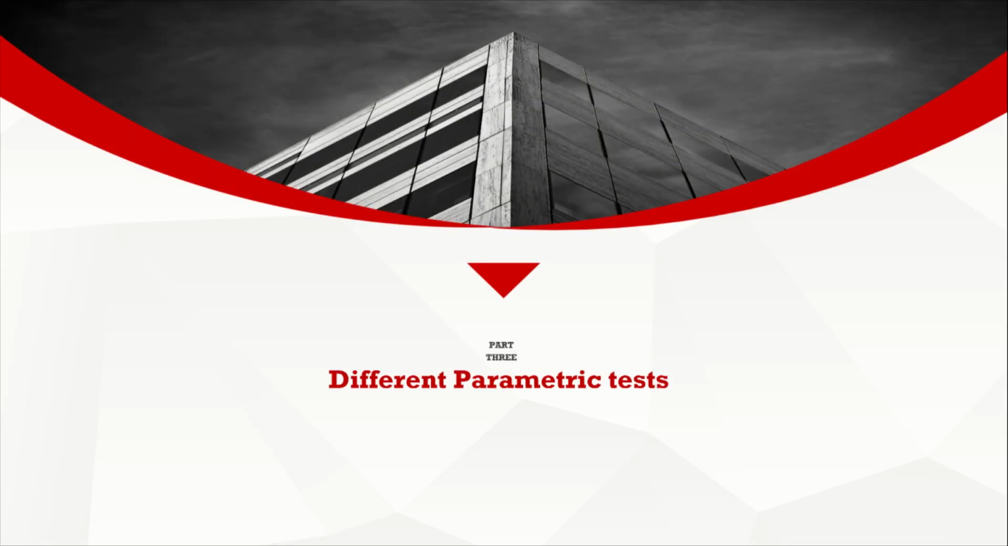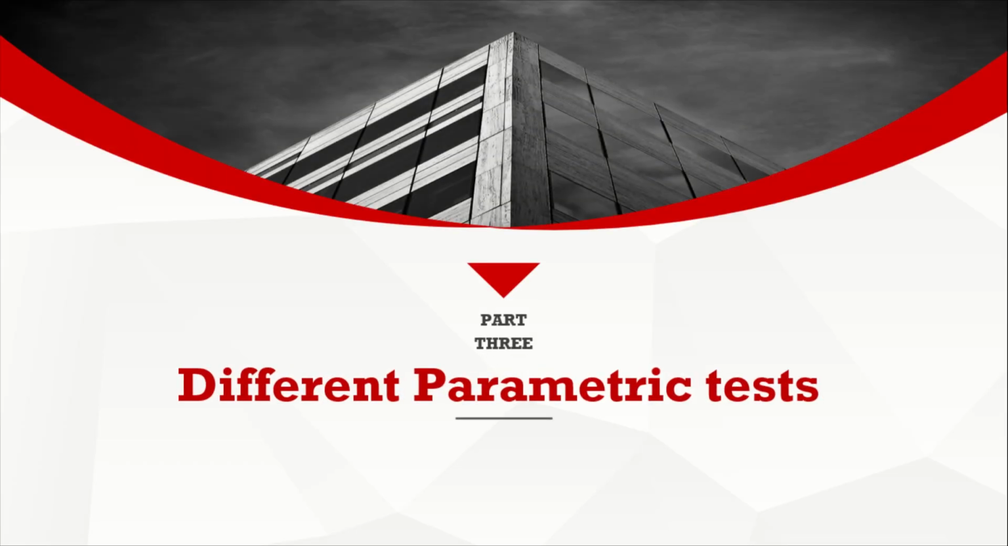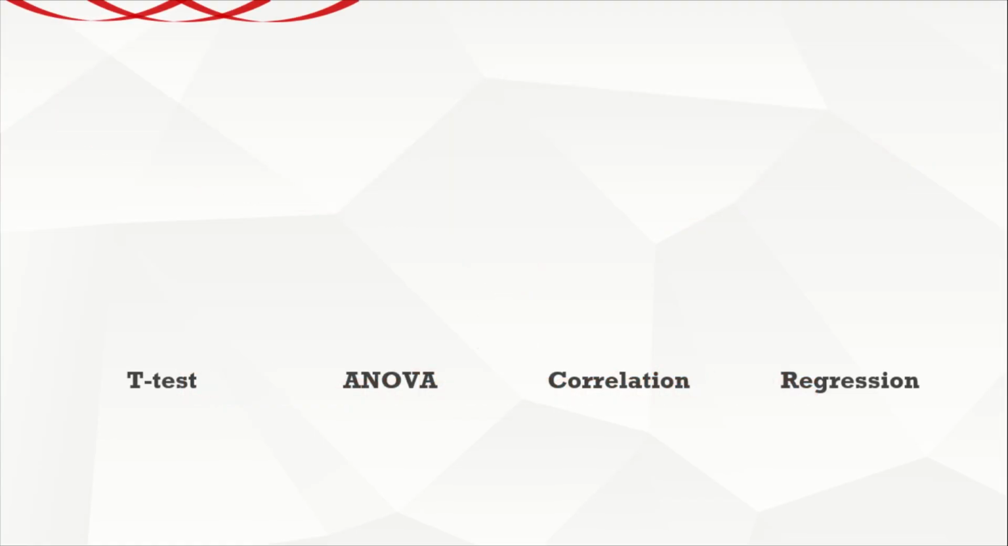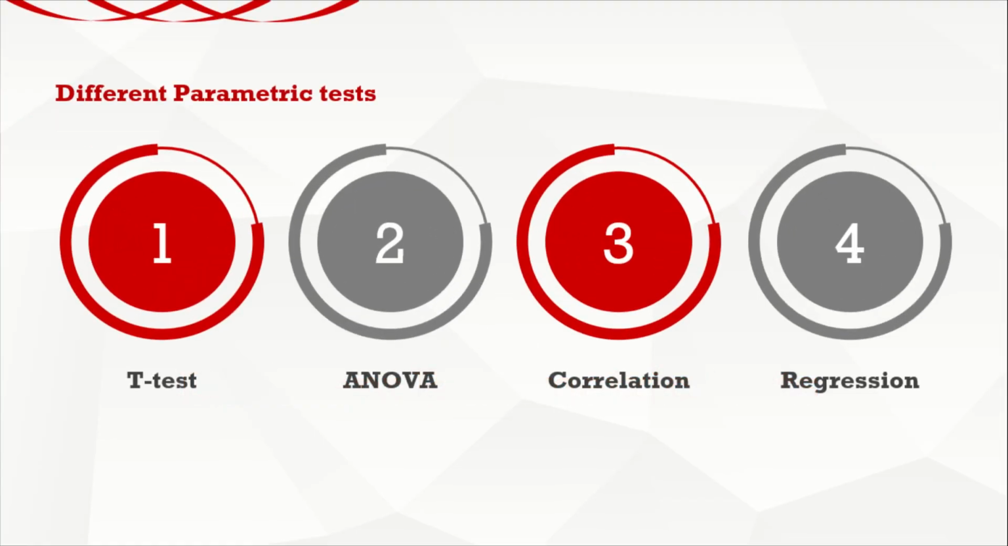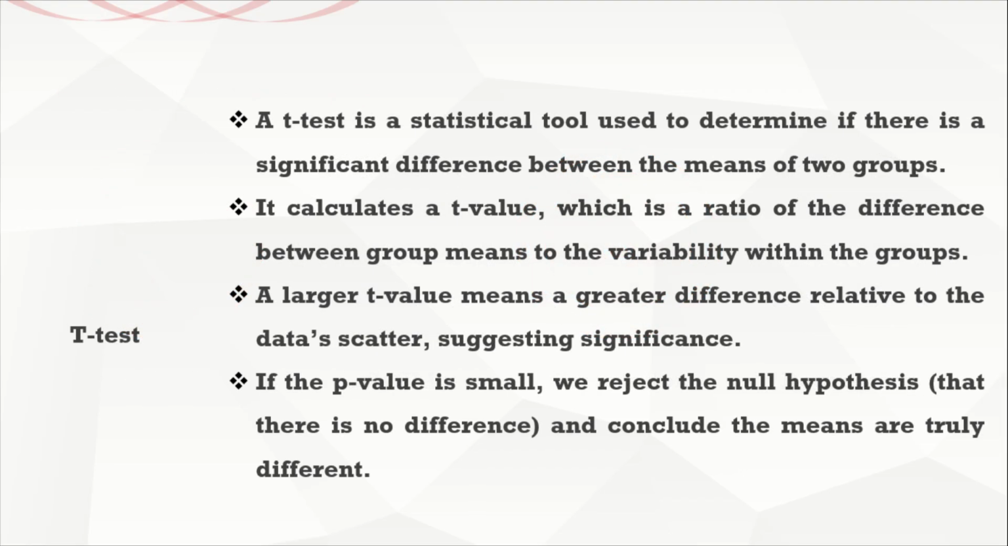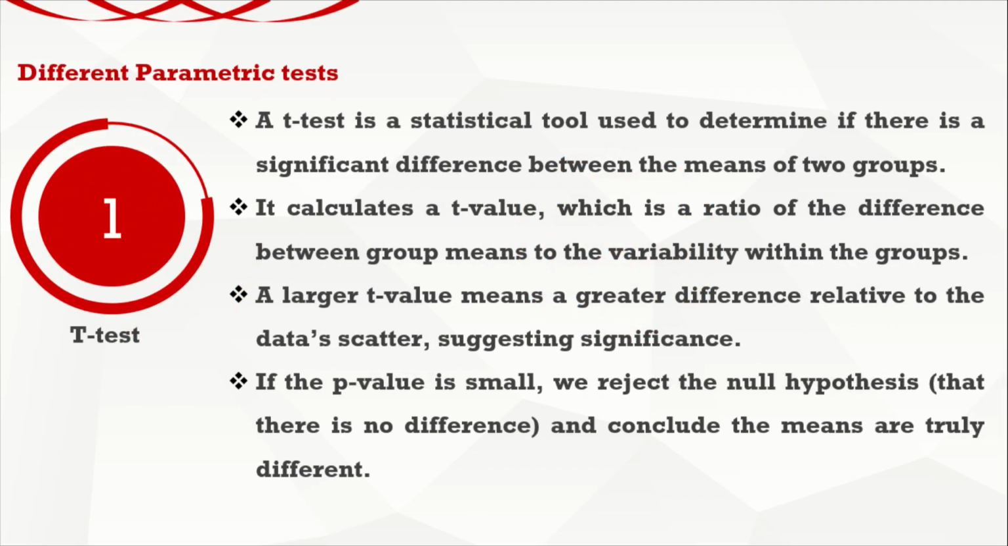Yes, we are moving to the part 3, that is different parametric test. Yes, we can see here t-test, ANOVA, correlation and regression. The first one is t-test. A t-test is a statistical tool used to determine if there is a significant difference between means of two groups.